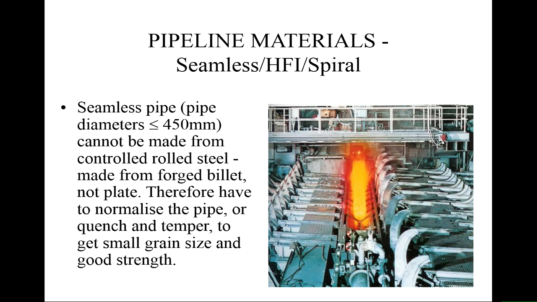And therefore, the only control we have over microstructure is to normalise the pipe, which gives relatively low strength, or to quench and temper the pipe to get the small grain size. So the processing of the material to get the strength grade for seamless pipe is not the same as it is for the conventional pipe manufacture. But you can do it, and you can get good strength, and you can certainly make pipes with equivalent material properties seamless and by the welded route.